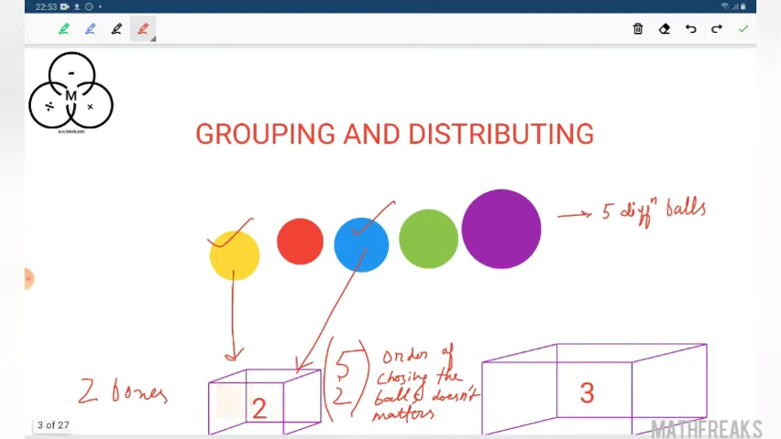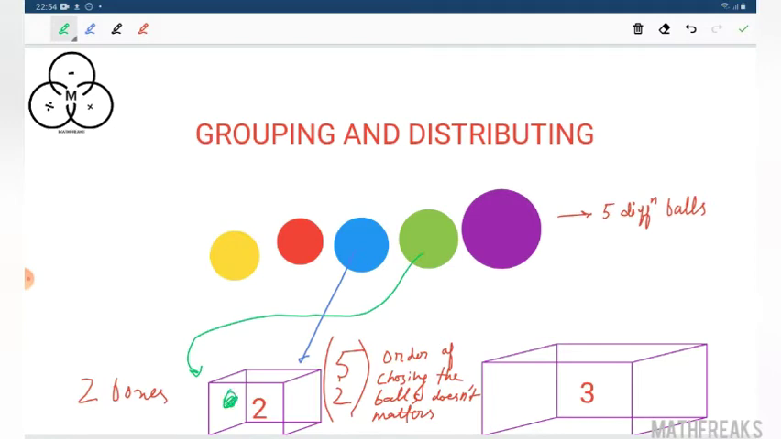If we choose the green ball and the blue ball, first we choose the green ball, so in the box we have the green ball, and then we choose the blue ball, so we have the blue ball. But ultimately in the box we have 2 balls of 2 different colors, so whatever we choose, we are getting this only. So order of choosing does not matter. But which balls we choose will matter.